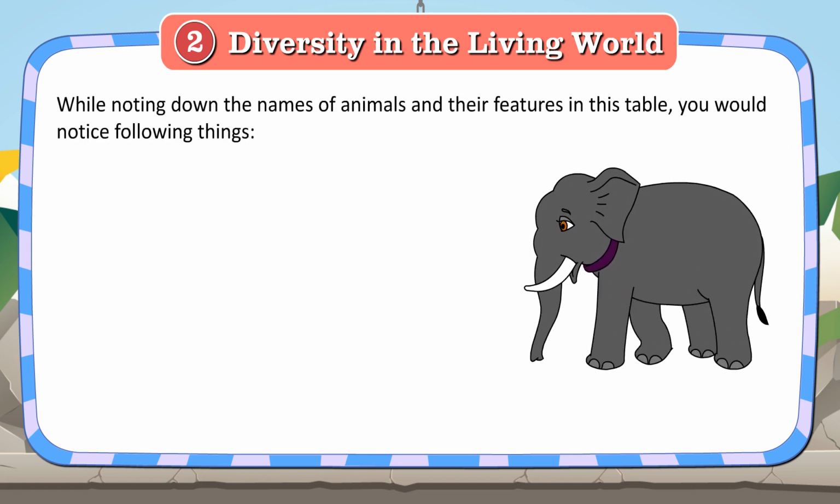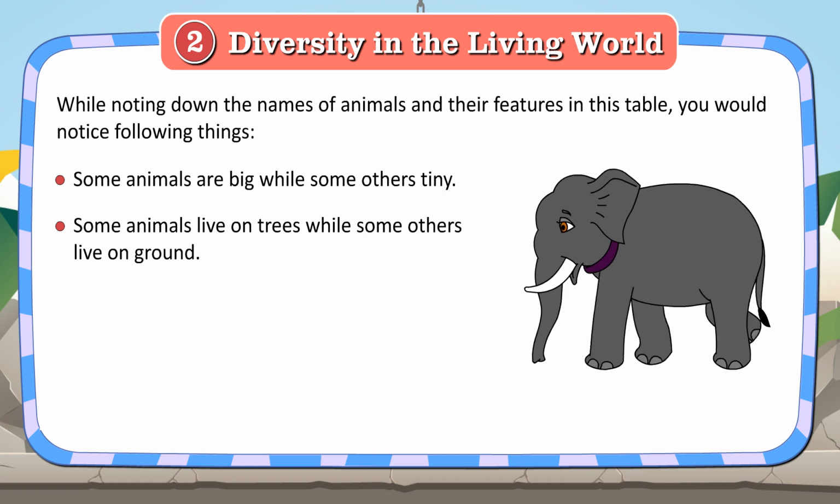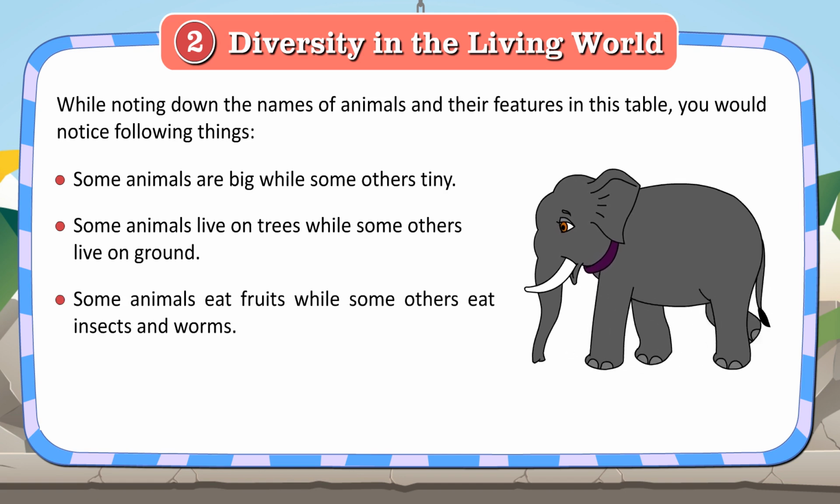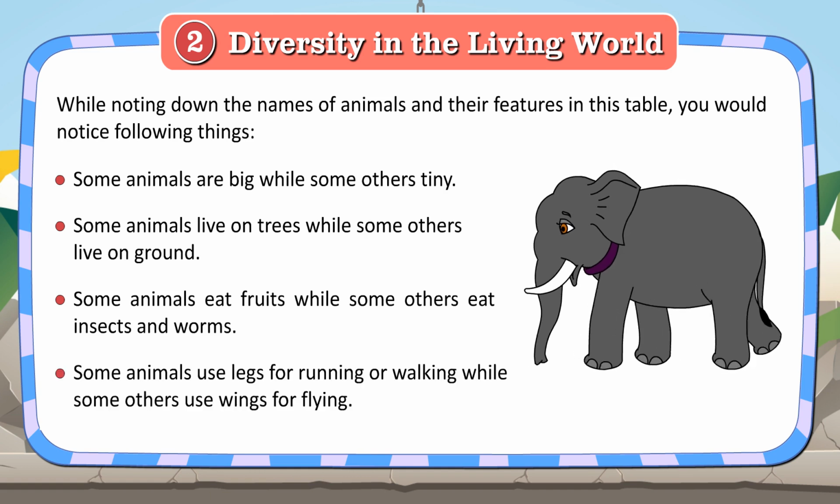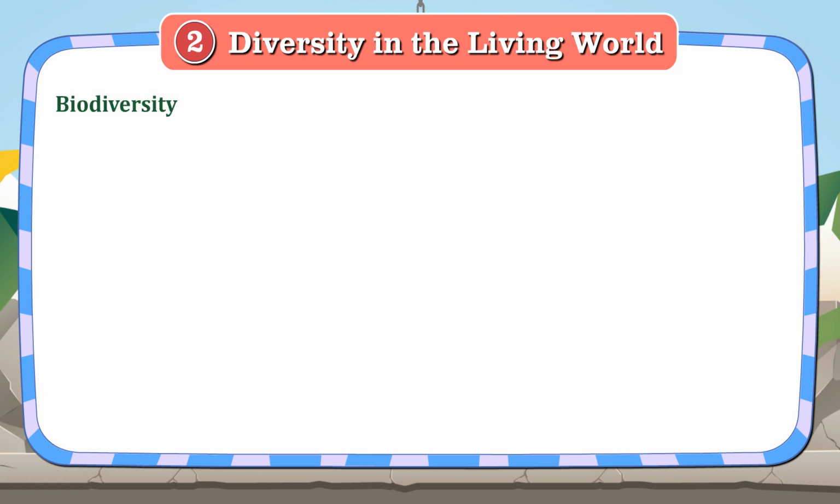While noting down the names of animals and their features in this table, you would notice the following things. Some animals are big while some others are tiny. Some animals live on trees while some others live on the ground. Some animals eat fruits while some others eat insects and worms. Some animals use legs for running or walking while some others use wings for flying.